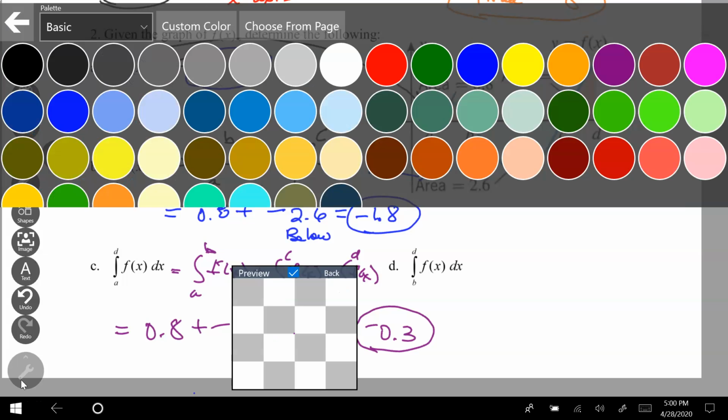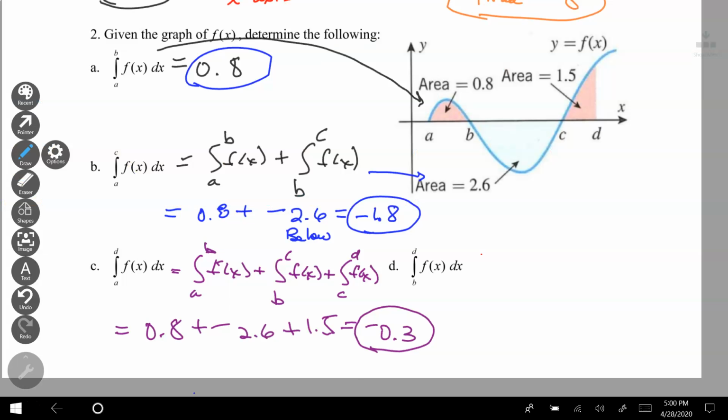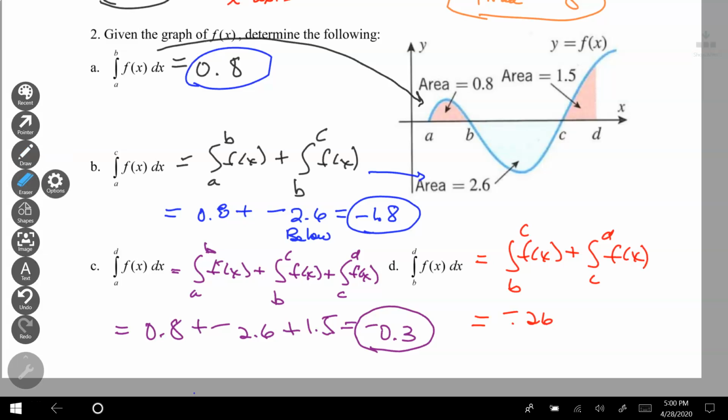And finally, the last one, well, I can just split it up from B to C plus from C to D, and I get -2.6 plus the area of 1.5, so this total area is negative 1.1.